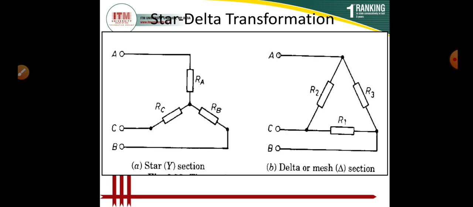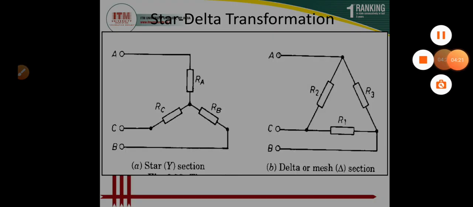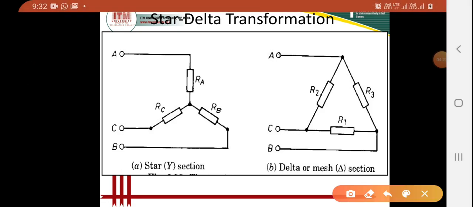So when we are talking about a standard three-phase circuit or network, it takes the major form of names that represent the way in which the resistances are connected. That may be a star connected network, or it may be a delta connected network.